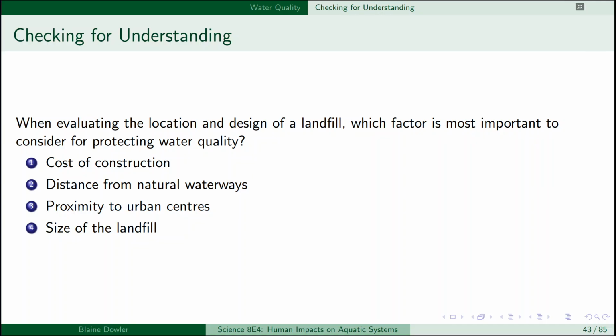When evaluating the location and design of a landfill, which factor is most important to consider for protecting water quality? Is it cost of construction, distance from natural waterways, proximity to urban centers, or the size of the landfill? Pause now if you need more time. Distance from natural waterways is the biggest one.